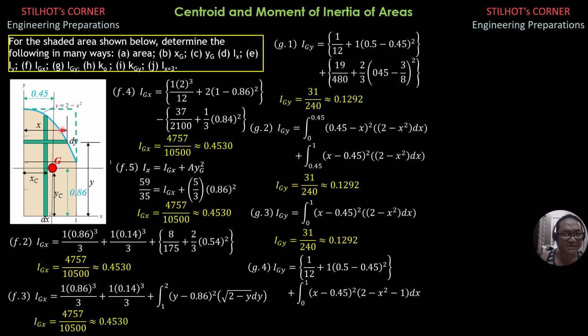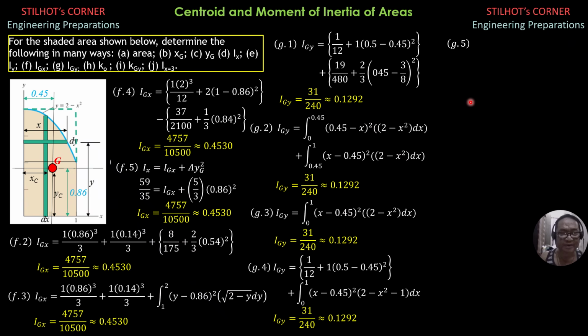Imagine there is a vertical strip here. The constant distance is x minus 0.45, then quantity squared. The height is y minus 1 this time, because we already calculated the moment of inertia of the square, so just the parabolic part. That's why we have y, 2 minus x squared, then minus 1. So the net value there is 1 minus x squared, then dx. Using your calculator, it's the same, 31 over 240, 0.1292. And this is the easiest way.